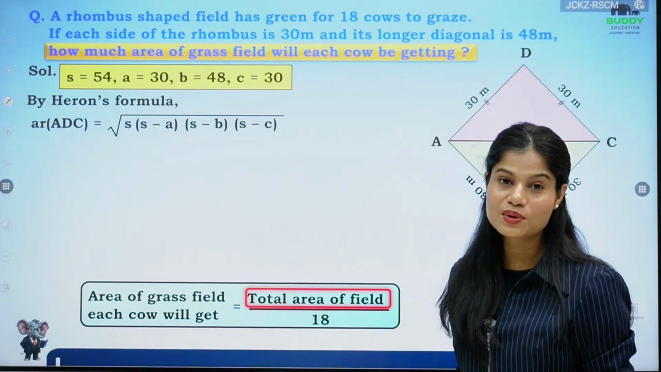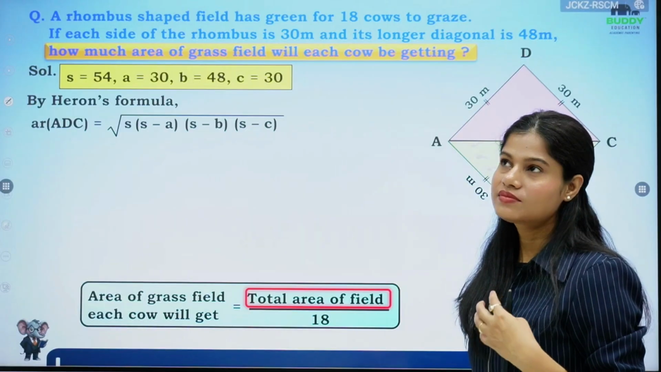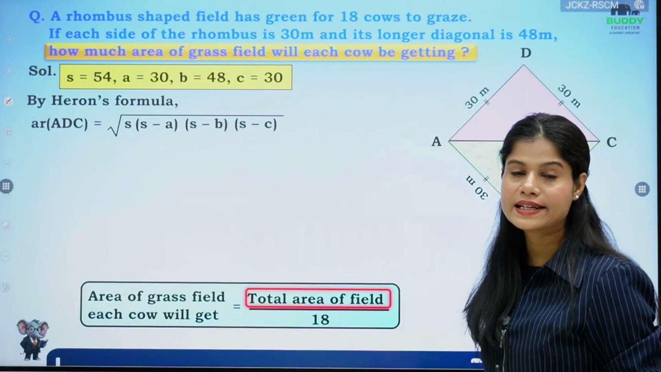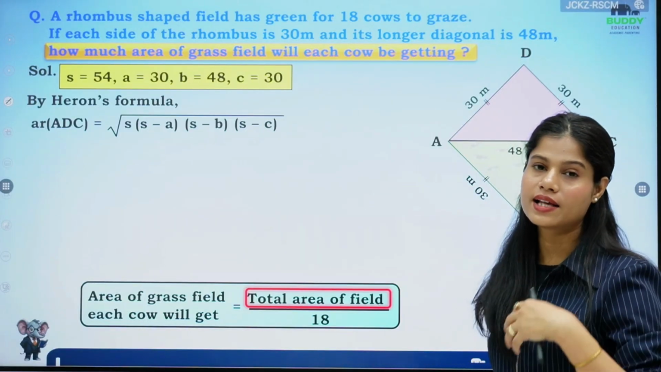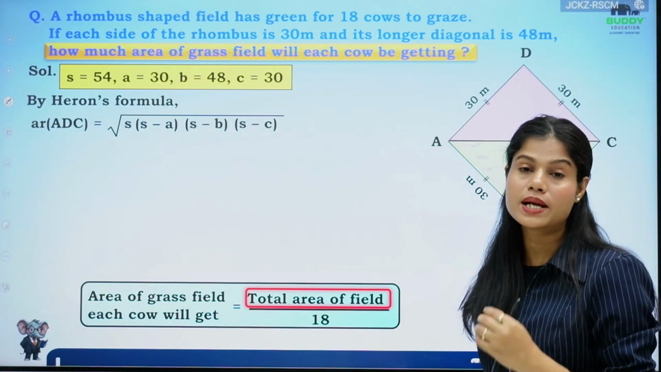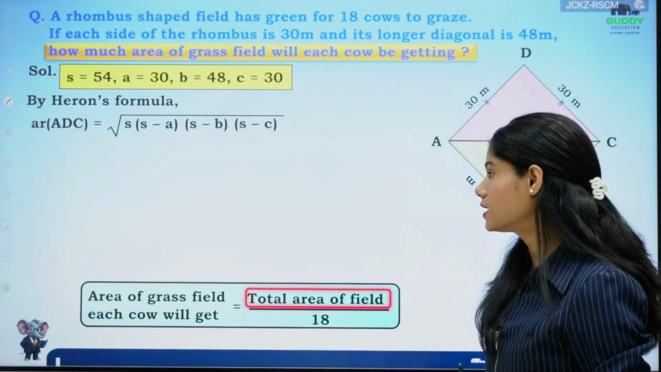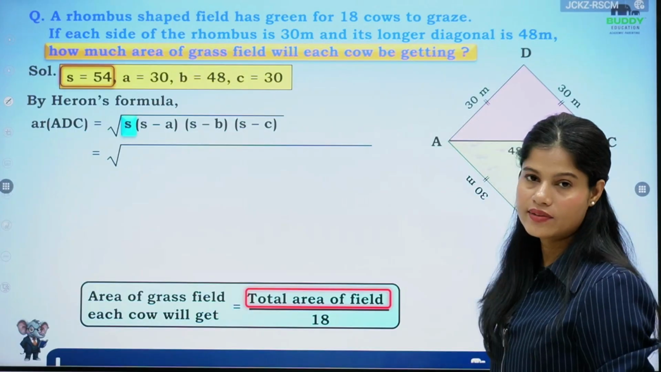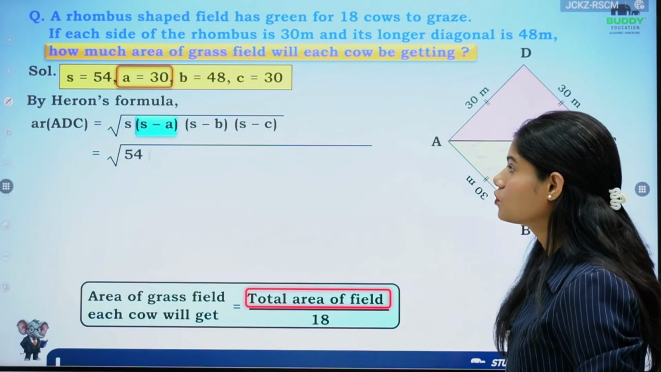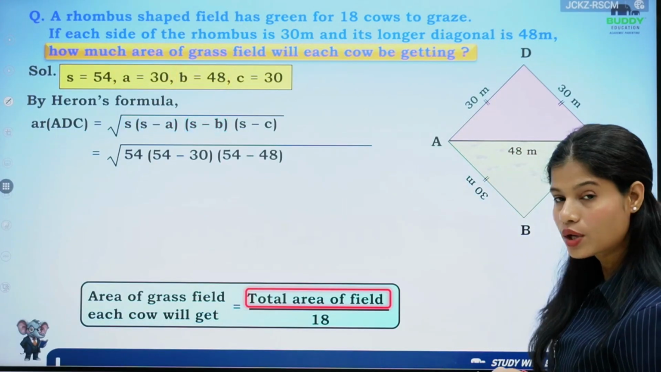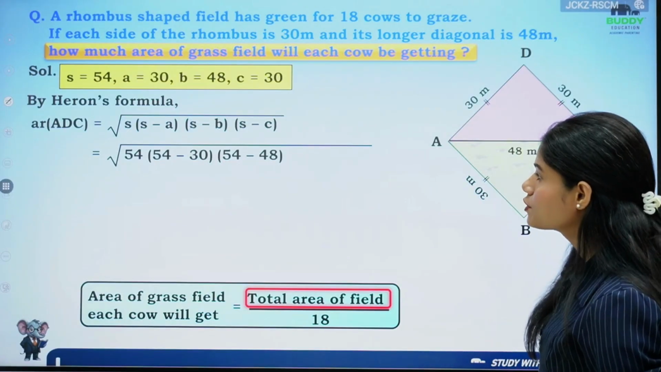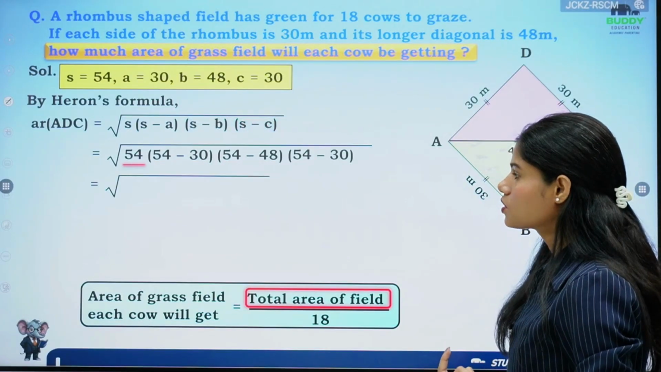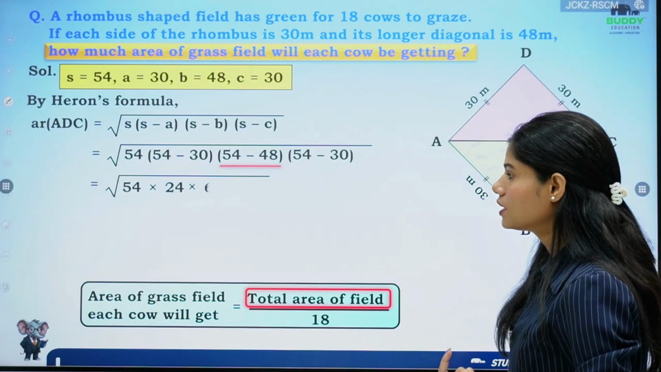I already told you that it is very important to write down the formula. No matter if there are two questions coming, you will still mention the formula each and every time. Okay, so from here we get the value of s as 54, then 54 minus 30, 54 minus 48, and the last value is also 54 minus 30. When you subtract and put it down, it will look like this.